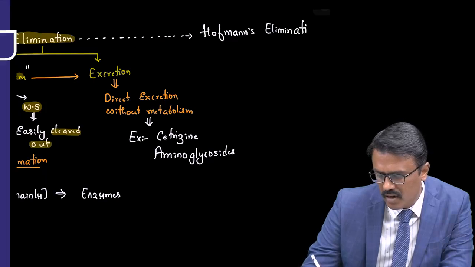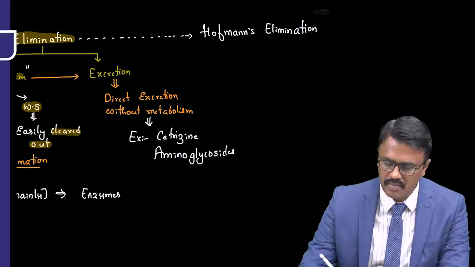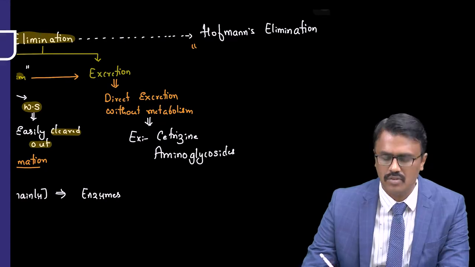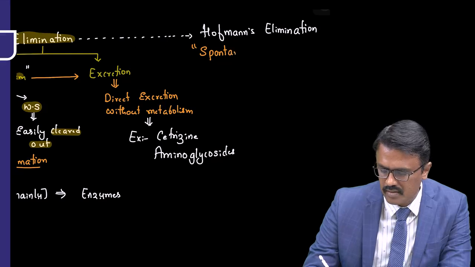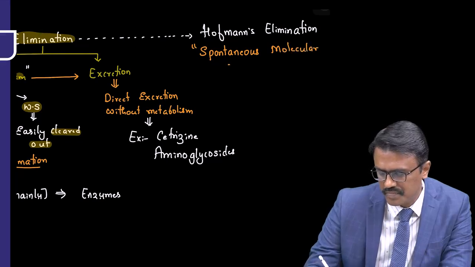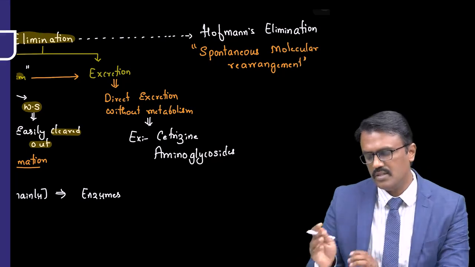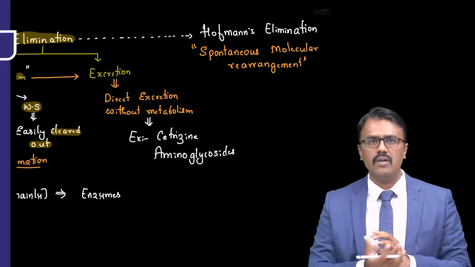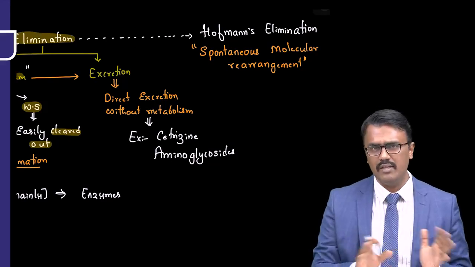So it is called Hoffman's elimination. Sir, what do you mean by that? Now it's a chemical reaction. So what happens there is a spontaneous molecular rearrangement of the drug. This is just a spontaneous molecular rearrangement, and this doesn't depend on the liver or kidney or anything else.